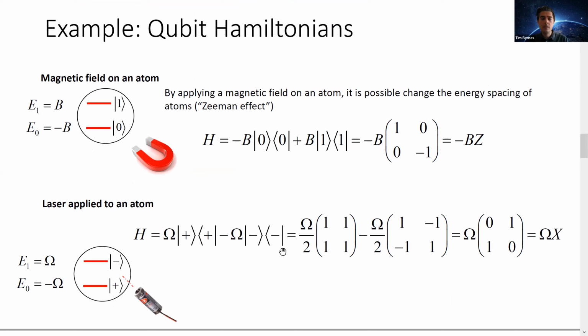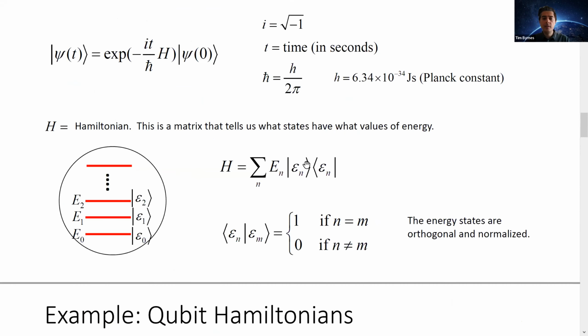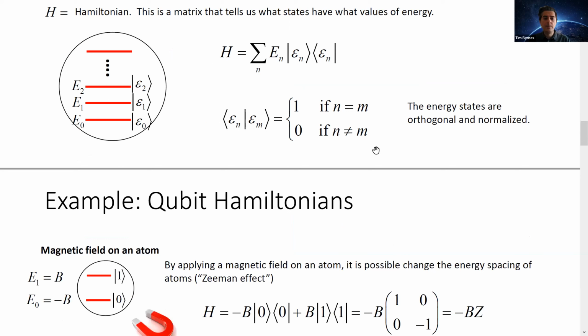But as I was saying in the previous slide, it doesn't always have to be so simple, because these states, in principle, could be anything. They just have to be orthogonal to each other. So here's another example, this time when the states are not of the simple form.